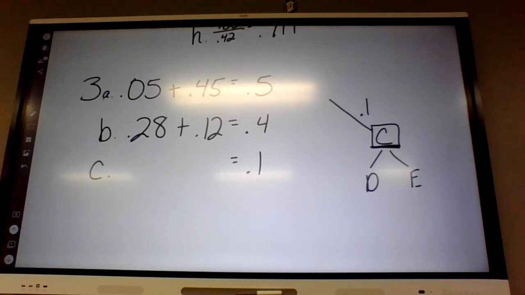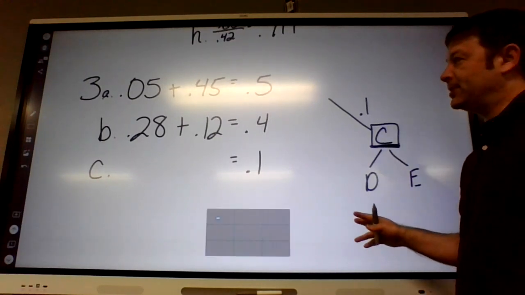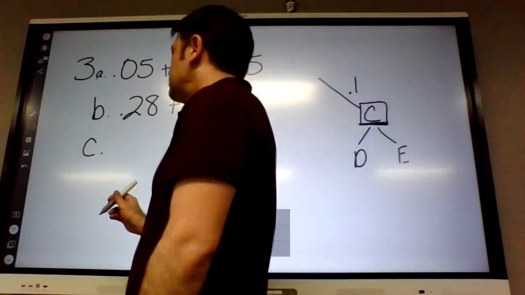All the probabilities together should add up to 1, because those are the only 3 things that could happen: A, B, or C.